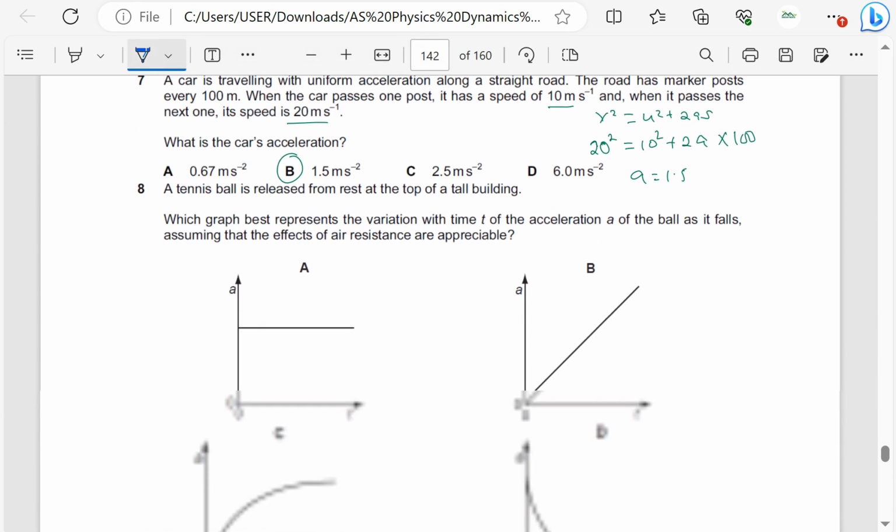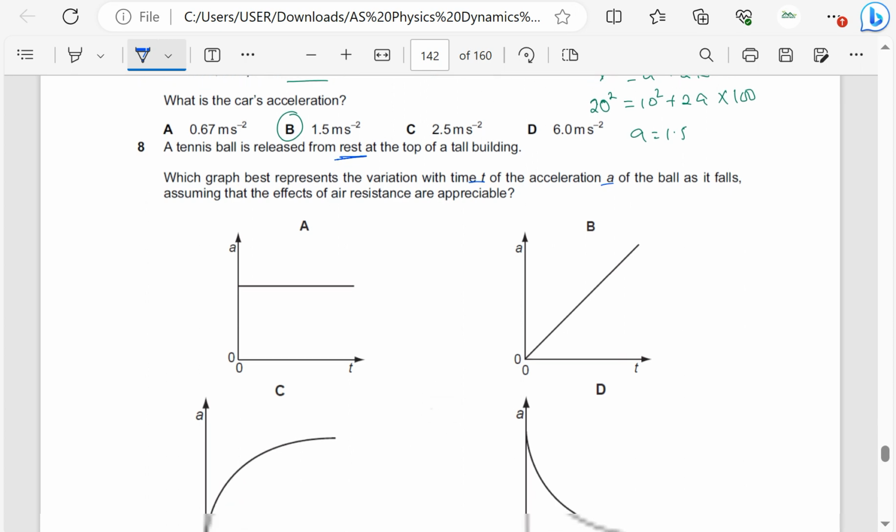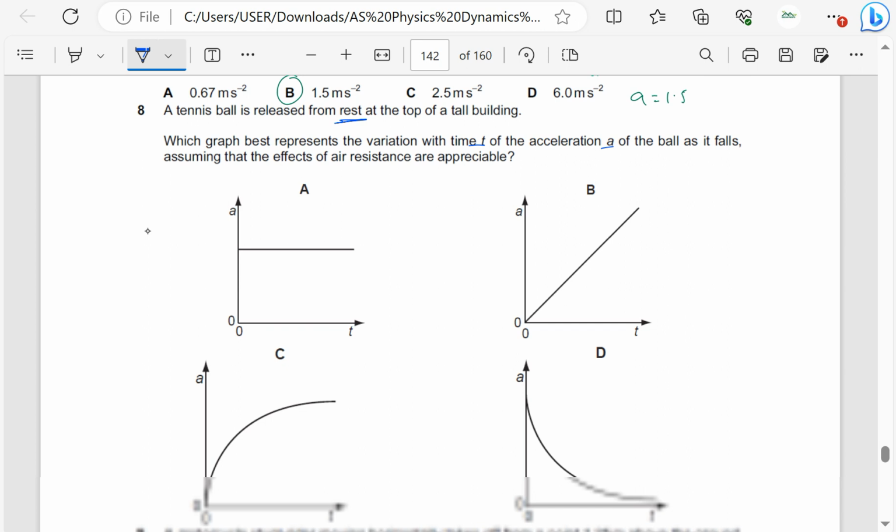A tennis ball is released from rest, initial velocity 0, at the top of a tall building. Which graph best represents the variation with time t of the acceleration a of the ball as it falls, assuming that the effects of air resistance are appreciable? So in other words, we cannot ignore air resistance. That's what that means. Okay.